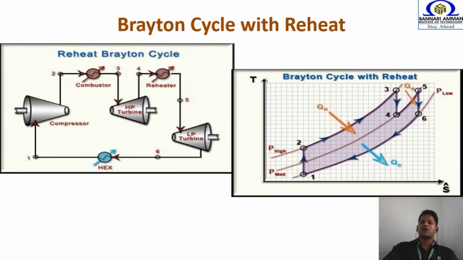So what happened? At overall cost, we can extract more work output, as well as we are spending more energy in the reheater. So efficiency is not changing, right? Efficiency remains constant. Clear?